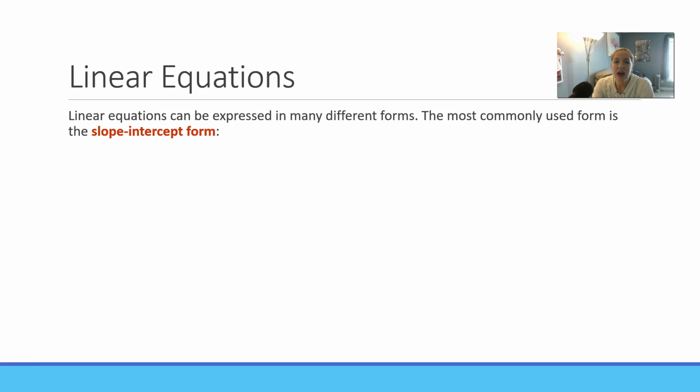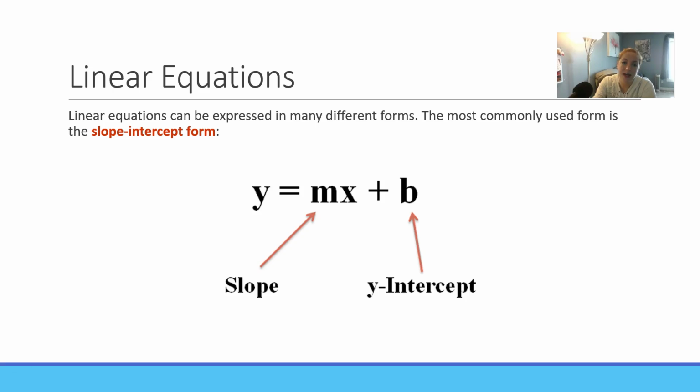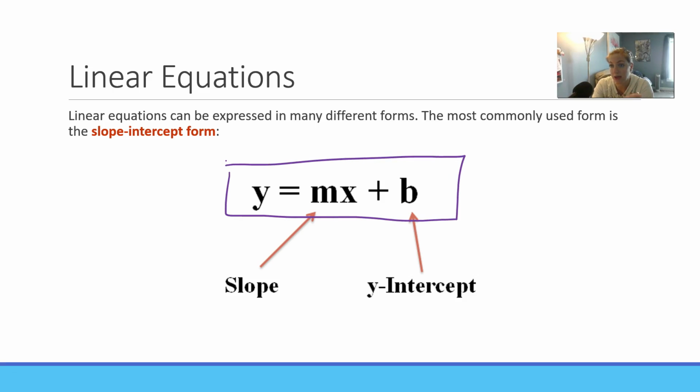Now, the most important and commonly used form of a linear equation is slope-intercept form. And why is it called slope-intercept? Because it gives you the slope and the intercept. Wow, that's amazing. Okay, so basically he's our superstar. Y equals mx plus b. He's our go-to guy here.